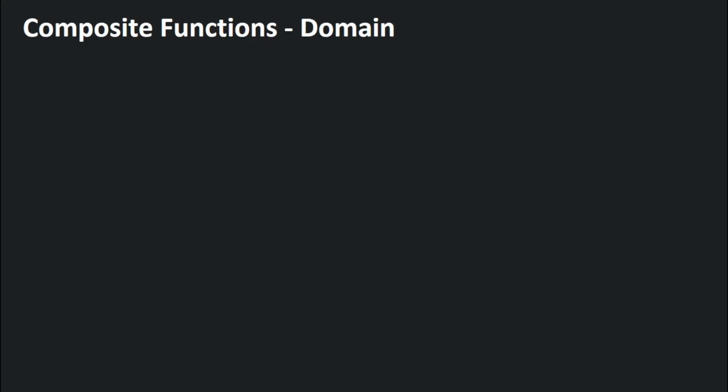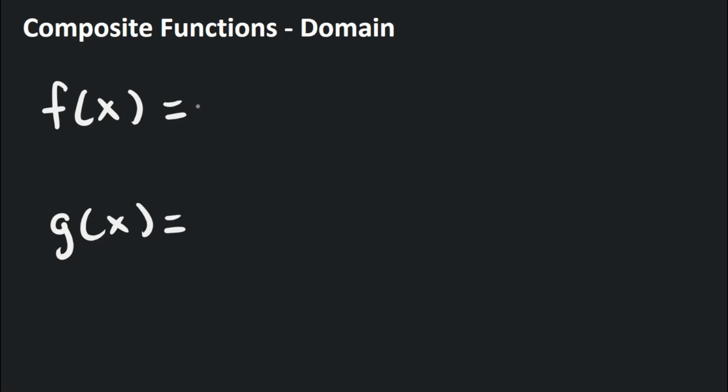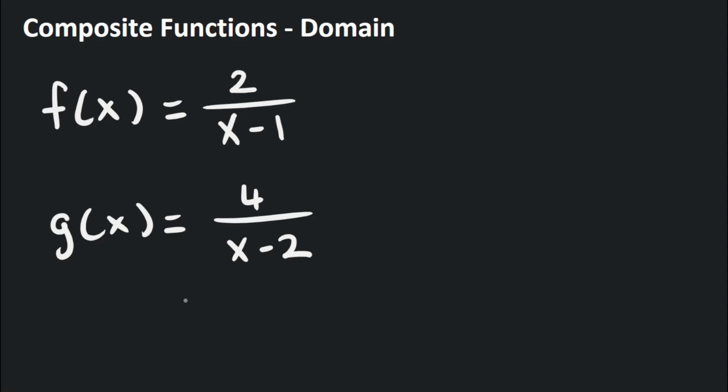Hey everyone, in this video we'll learn how to find the domain of a composite function. So let's write down the functions f of x and g of x. So f of x, let's say, is 2 over x minus 1, and g of x is 4 over x minus 2. And we want to find the domain of f of g of x.